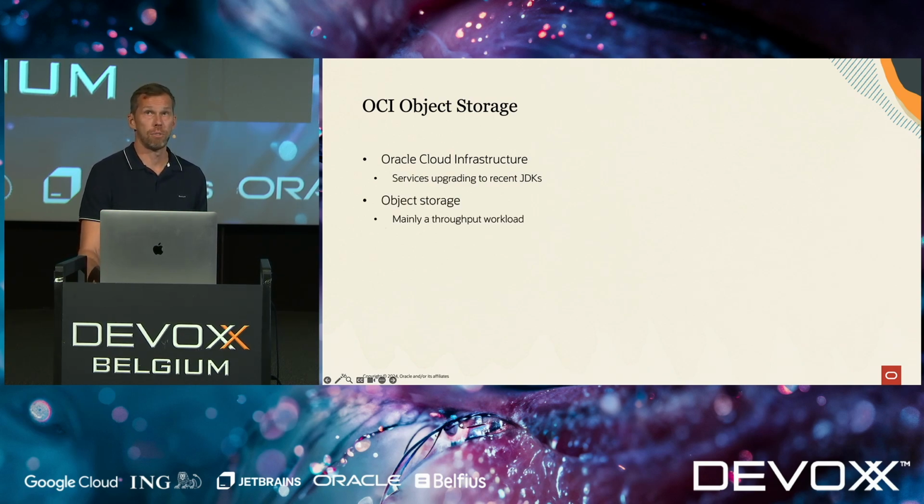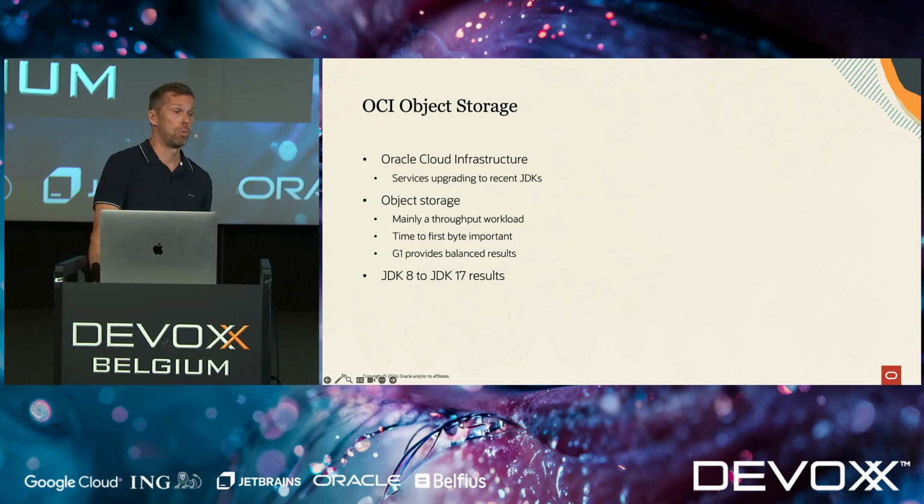They are mainly a throughput workload, but they also care about the time to first byte. So what GC do we have that is balanced between latency and throughput? Well, G1. And it turns out that they were using G1 in JDK 8. And doing an upgrade to JDK 17 showed some really good improvements for them.